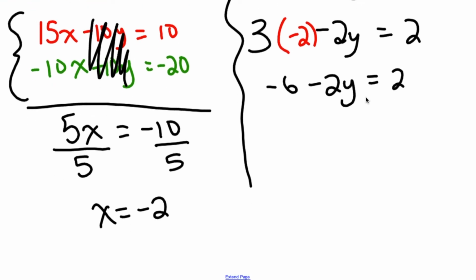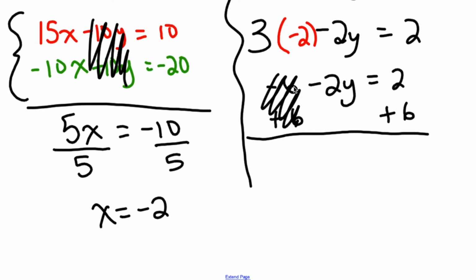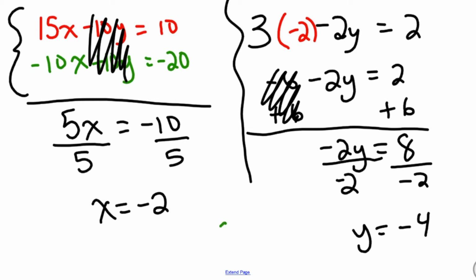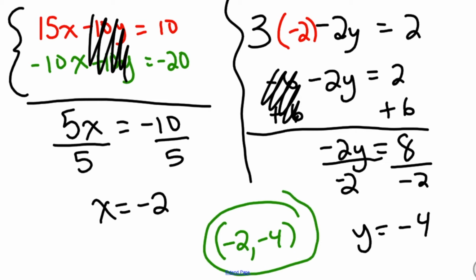Keep it going, move the number with no variable. So add 6, we have to do the opposite, that's a minus, so I will add 6 to both sides. Negative 6 plus 6 is 0, those are gone. Bring down my negative 2y, and 2 plus 6 is 8. Last thing we need to do to get rid of the number in front of the variable is divide. So we will divide both sides by negative 2 in this case, and I get a negative 4 for that part of the answer. Overall, final answer, x goes first, y is second. Just like all the other problems with systems of equations, that's how we will write our final answer.